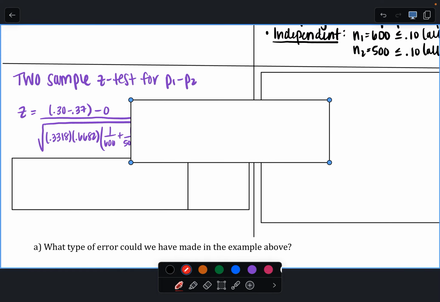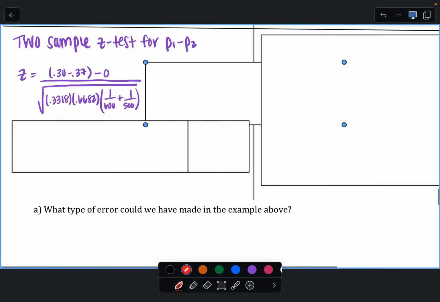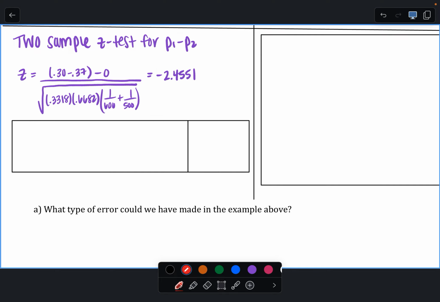So z-score, and again, you don't have to write 0. I wrote 0 just to show you that I did subtract the null proportion from this problem, but I have my z-score formula that I plugged in my P1 hat, my P2 hat, and my P pooled, P combined, whatever direction they're leaning in this year, value. So I take all of that, plug it into the formula, and I get my z-score of negative 2.4551. Now, this value is what you are going to take to normal CDF.